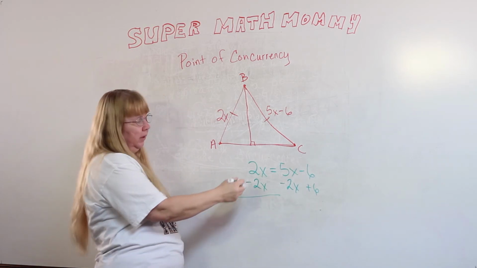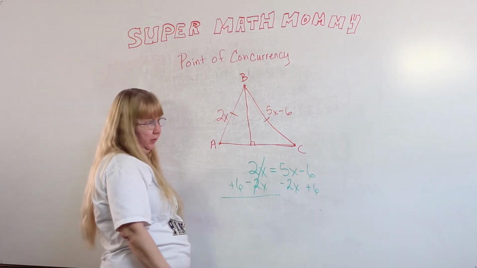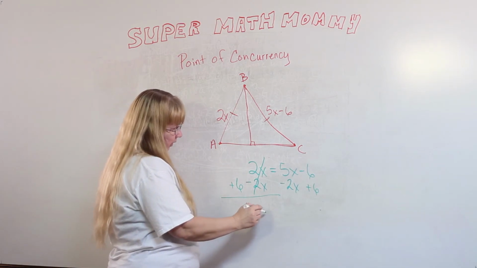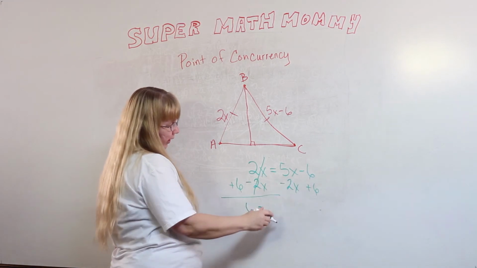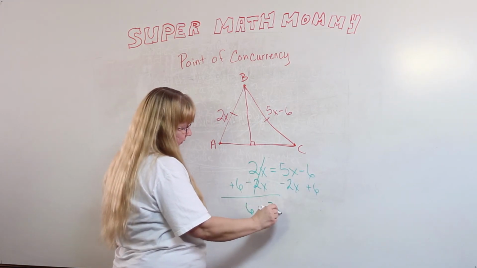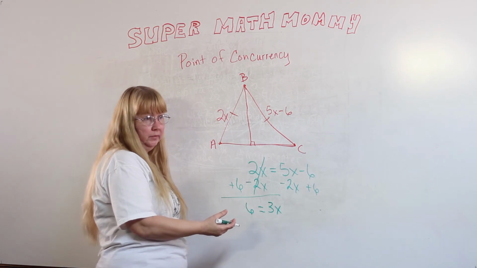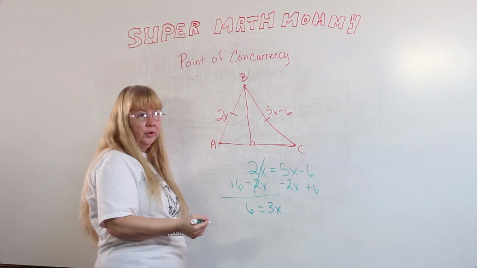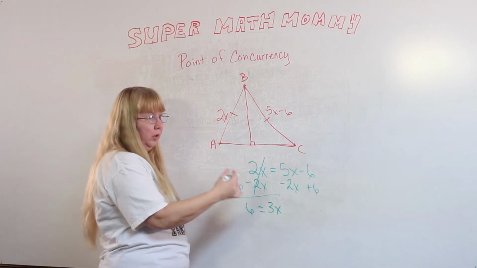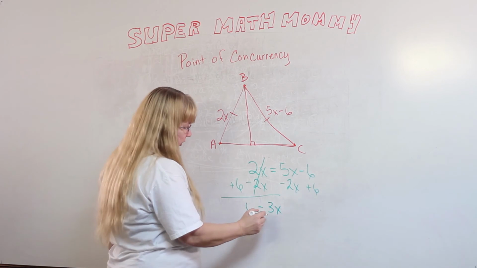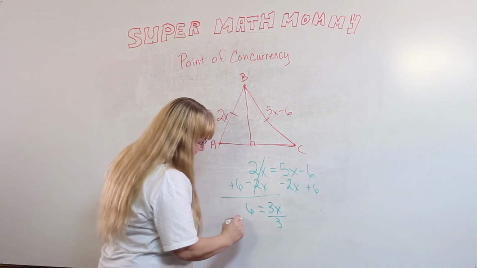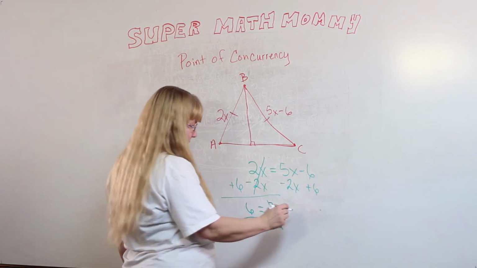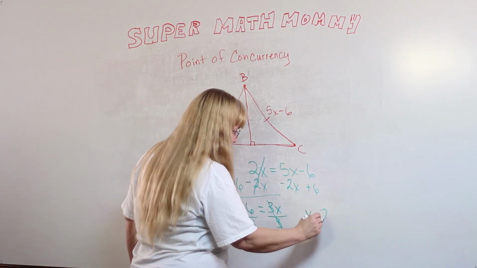When I do that, 2x minus 2x is 0. I have 0 plus 6 is going to give me 6. Over here I have 5x minus 2x is going to give me 3x. Now I still need to get my x by itself. Remember, anytime that we want to solve for x, we need to use the reverse order of operations as we work towards getting x all by itself. So now I'm going to divide by 3, because 3 divided by 3 is equal to 1, so that will leave me with x by itself, and then x is equal to 2.